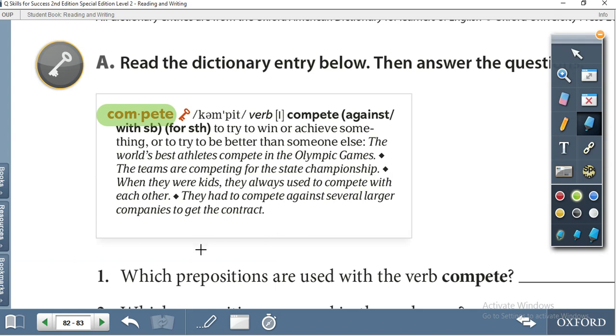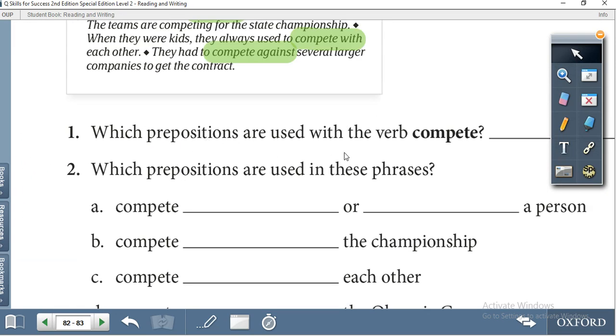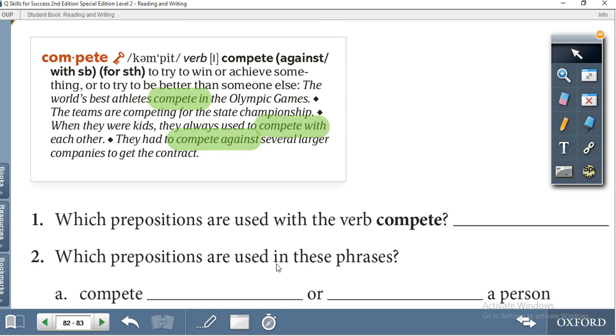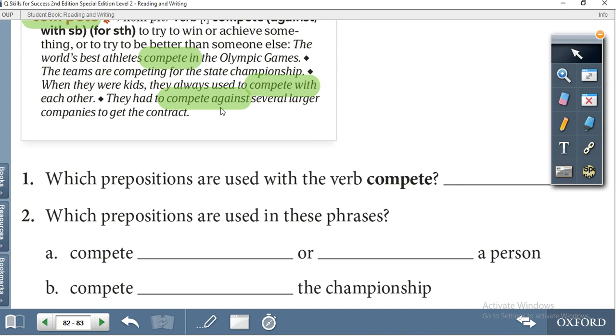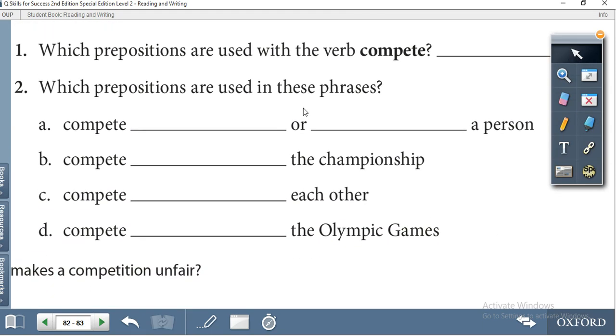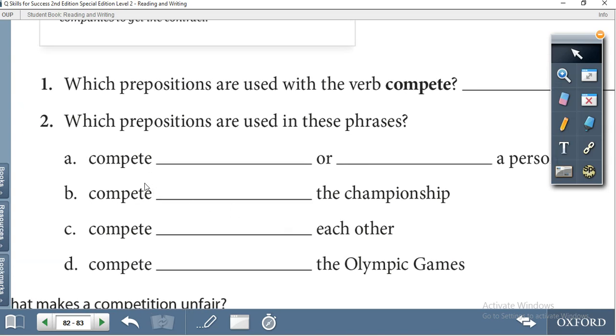So we have different phrasal verbs. We will compete in is one. Also, compete with is another. Compete against is another. So when we use one word with different prepositions to make a phrasal verb, they give different meanings. So you have to decide which prepositions are used with the verb compete in these phrases. For example, it might be compete in, compete with, compete against, and also competing for. So you have to look at the dictionary for the different meanings and complete this exercise: compete with a person, compete in the championship, compete for, compete against each other, compete with each other.